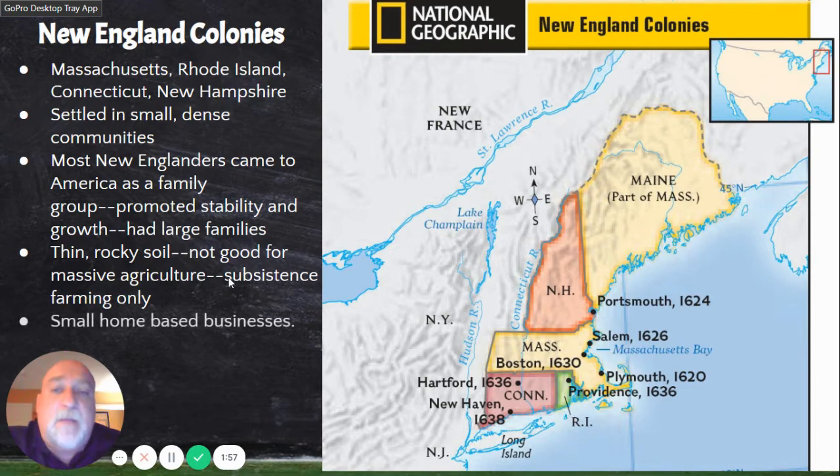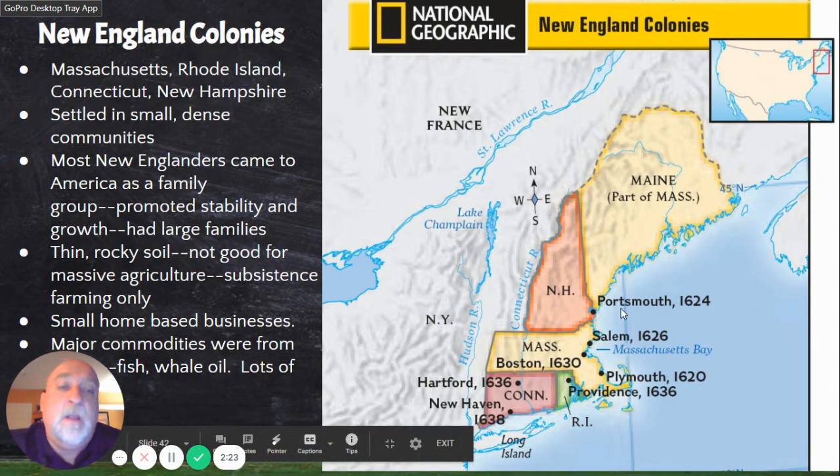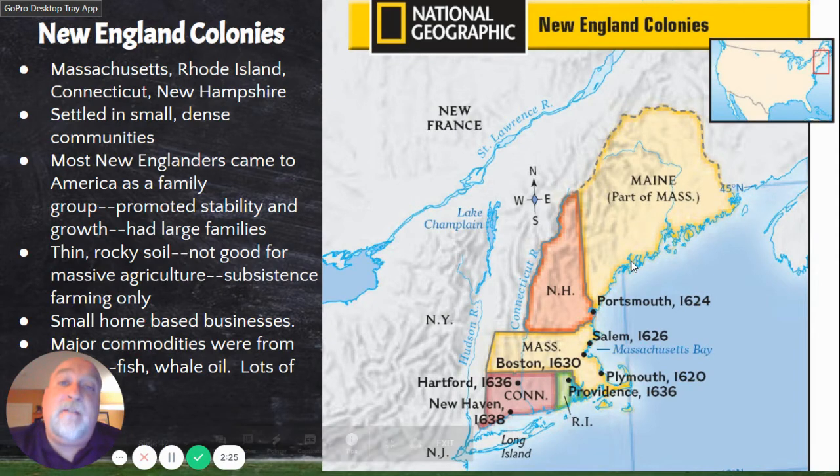They're going to make a living by engaging in home-based businesses, maybe making furniture out of timber, or perhaps the women are going to be weavers and make cloth. They're going to turn to the ocean for a lot of their goods, a lot of fishing, because there are a lot of ports in New England, a lot of whale oil, so they're going to be out hunting whales. It's going to be very profitable. Or they're going to turn to the woods and harvest the timber, and that timber is going to be worth a lot of money back in England.